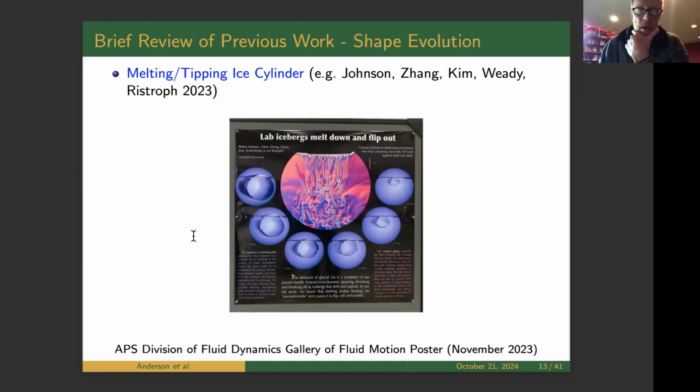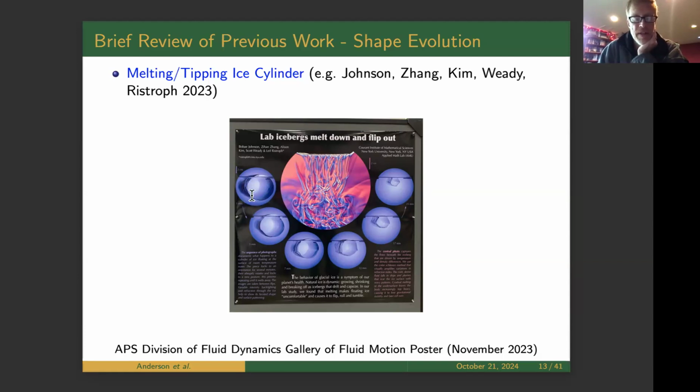But the story changes if you start melting this cylinder. And this is some work that a group up at NYU, Riestroff and co-workers, had a poster on at the APS Division of Fluid Dynamics meeting last November. What they did is take one of these cylindrical shaped pieces of ice at time 0, put it in room temperature water, and then just watched what happened.